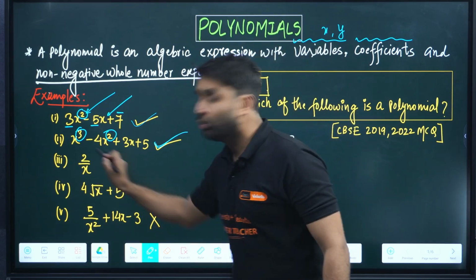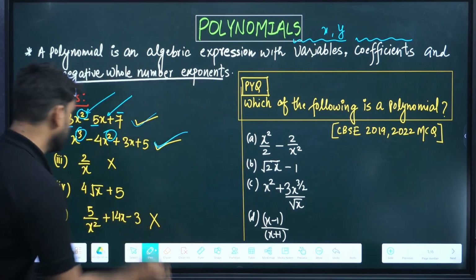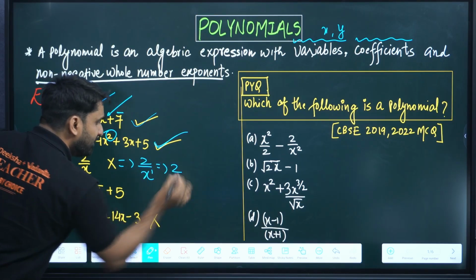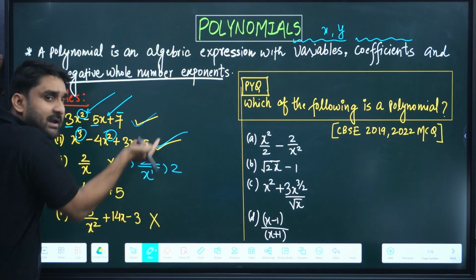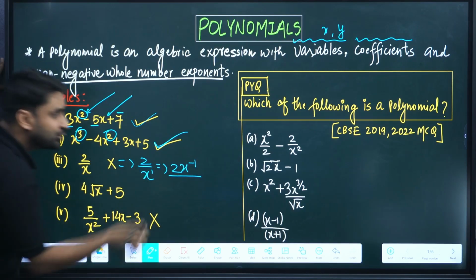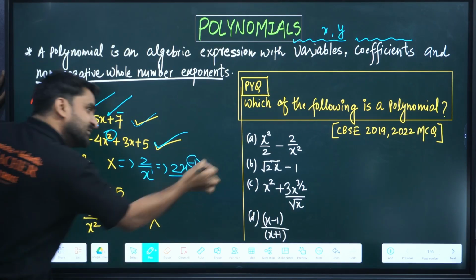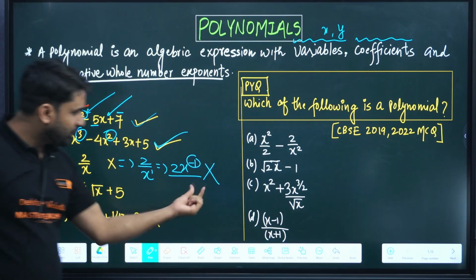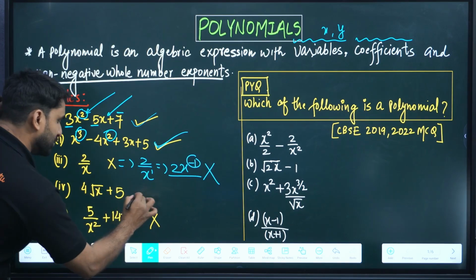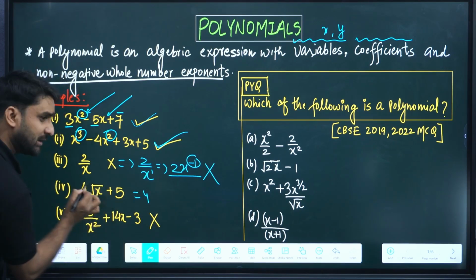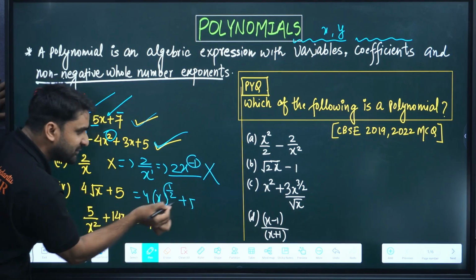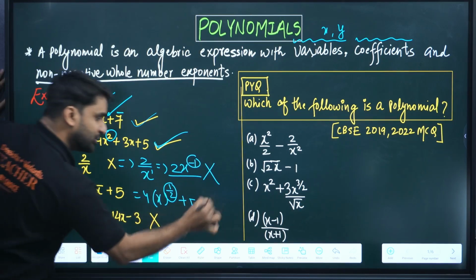But if we talk about 2 by x, look, 2 by x can be written as 2x to the power minus 1, because the power of x is 1 and it moves up with the 2. So the power has become negative, and this violates the rule of polynomials. It cannot be a polynomial. Now 4 root x will also not be a polynomial, because after removing the root we can write x to the power half plus 5, and this half is not a whole number, it is a fractional number, so this will not be a polynomial.